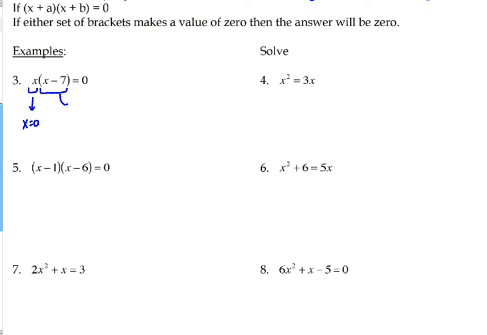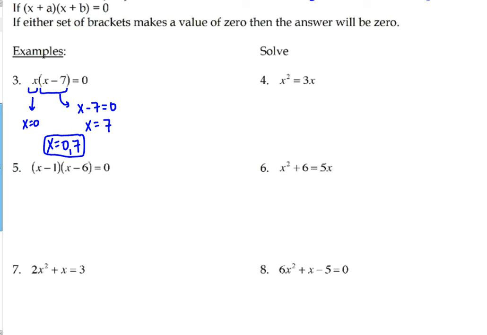Then the other factor, we want to ask ourselves, what would make x minus 7 equal to 0? If x is what? Positive 7. Add 7 to the other side. Or you could just look at it and see. Well, what minus 7 equals 0? 7 minus 7 equals 0. So our solution then would be 0 and 7 are the two values of x that would make our equation equal to 0.